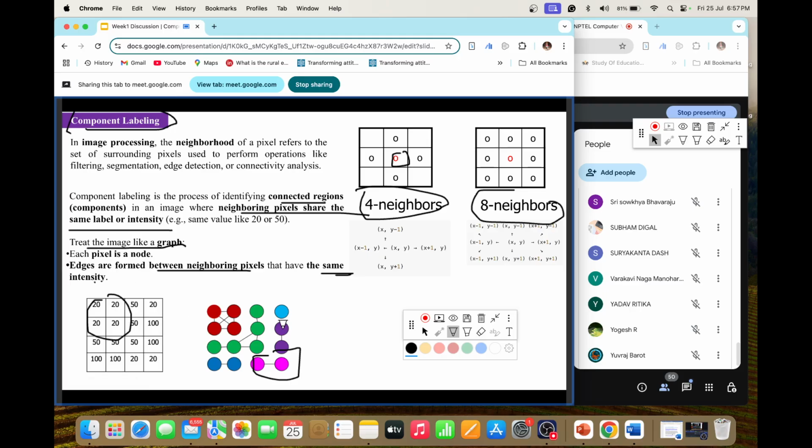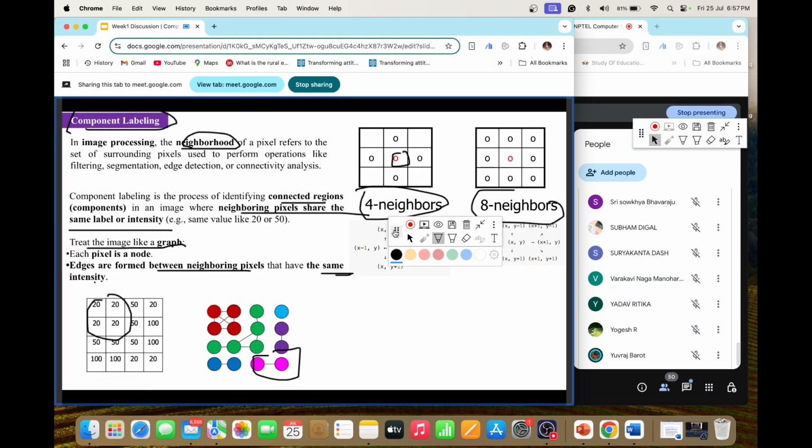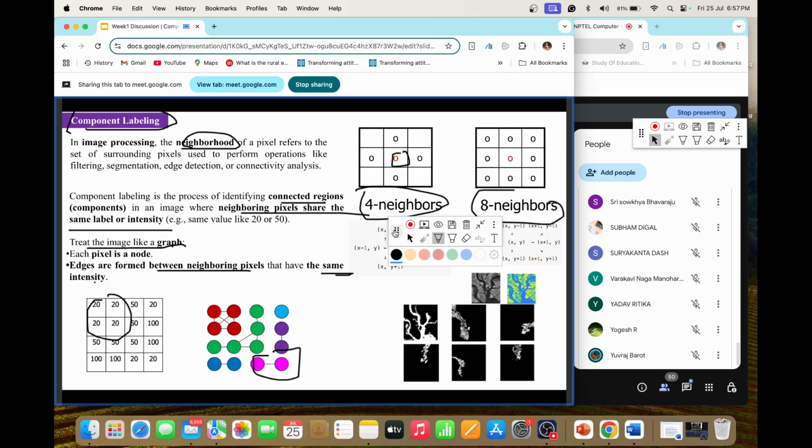Now this is also 100, this is also 100, this is also 100, but we cannot join them because these are not neighbors. In between there are other pixels, so we cannot join them. This is known as component labeling. This neighborhood concept is very important, because if another pixel comes in between, we cannot join these pixels. That is how we can also do segmentation. This is a segmentation technique.